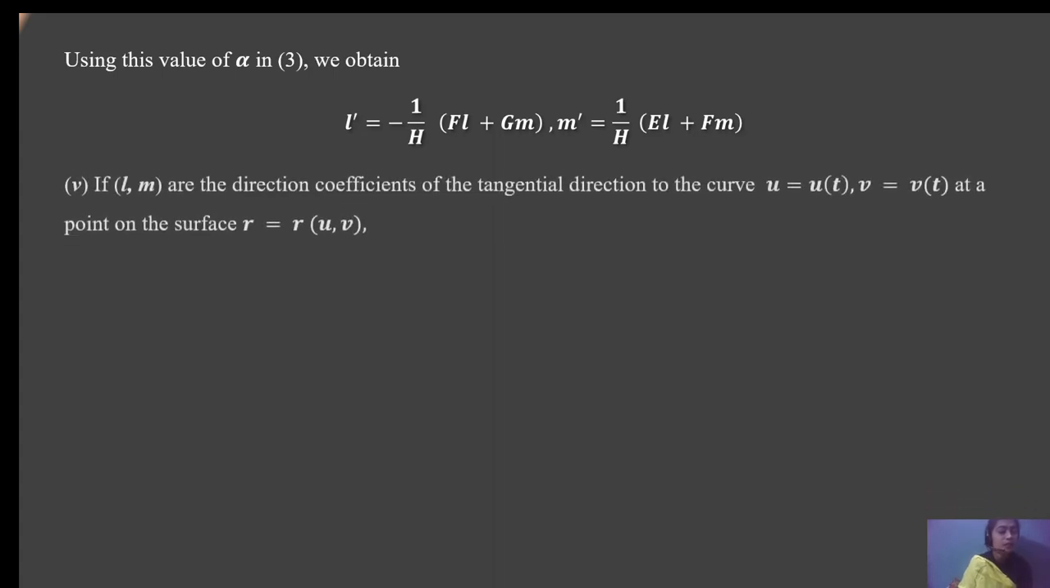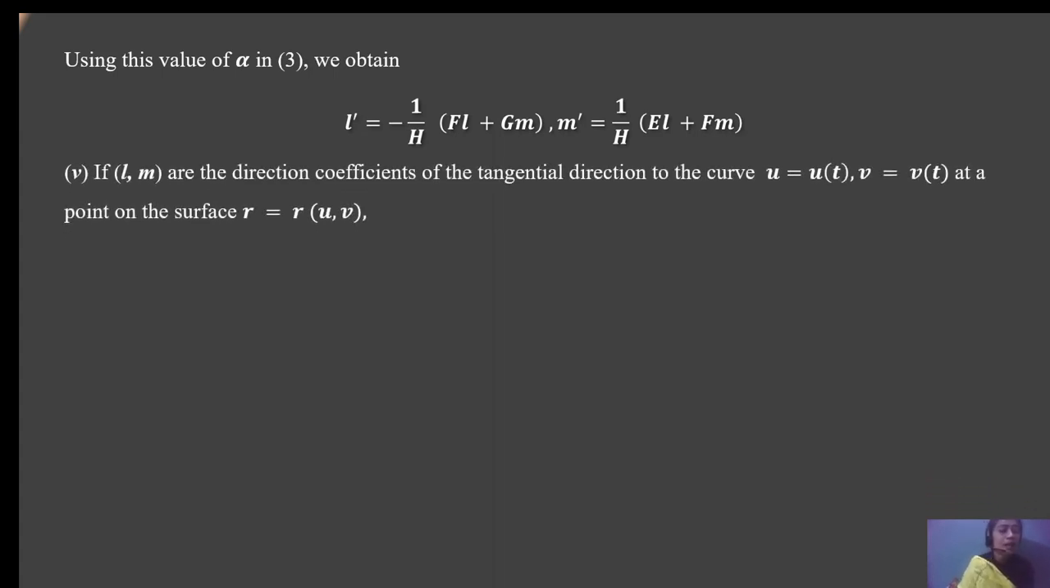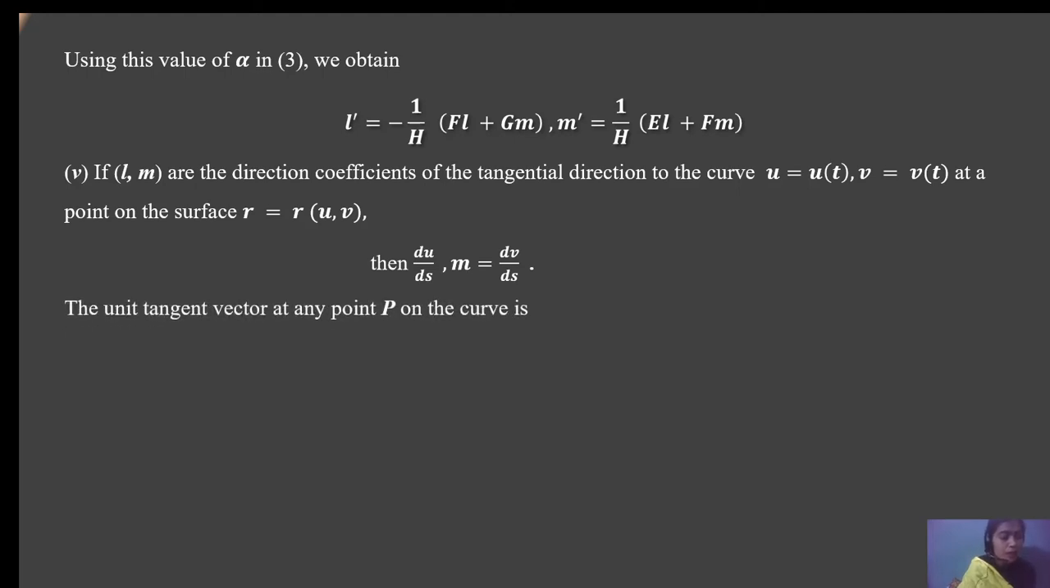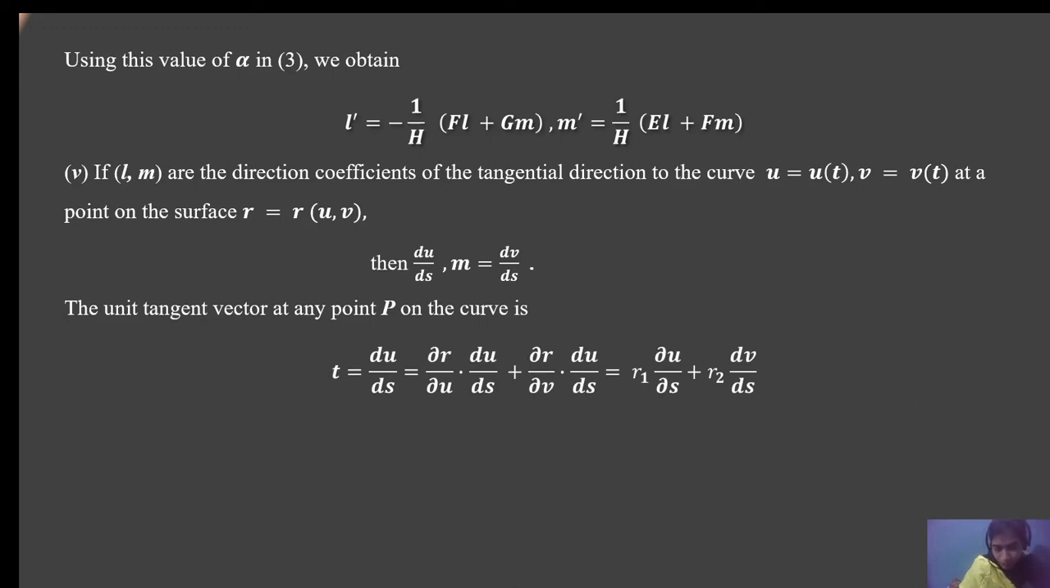Using the above value of alpha in equation 3, we get L' equals minus 1 by H (F L plus G M), and M' equals 1 by H (E L plus F M). If L, M are the direction coefficients of the tangential direction to the curve u equals u(t) and v equals v(t) at the point on the surface r equals r(u,v), then differentiating, du upon ds is L and dv upon ds is M. The unit tangent vector at a point P on the curve is given as t equals dr upon ds.